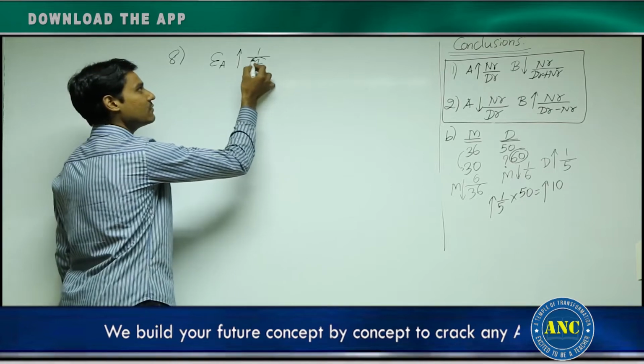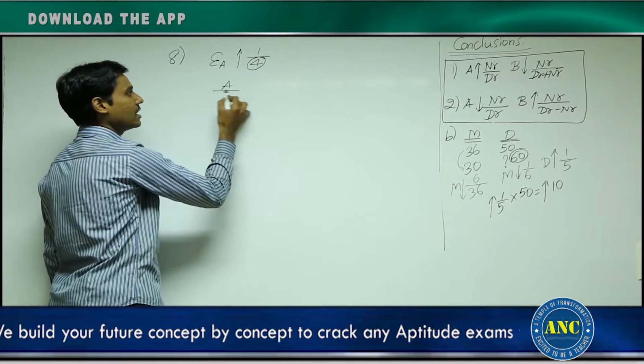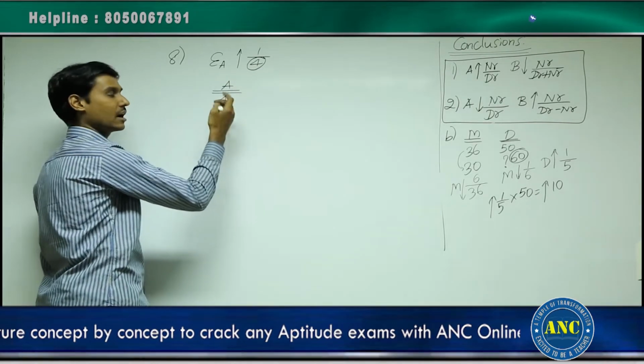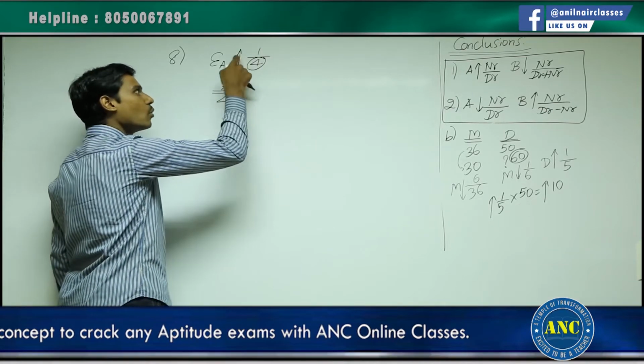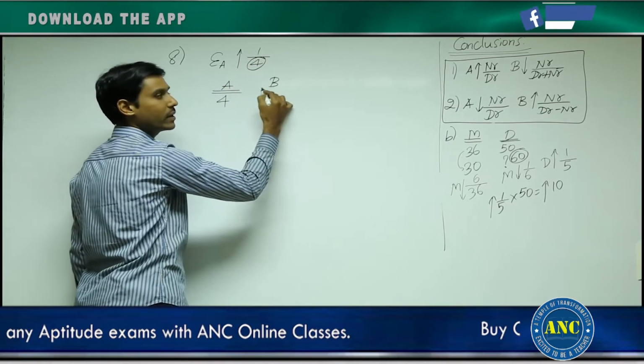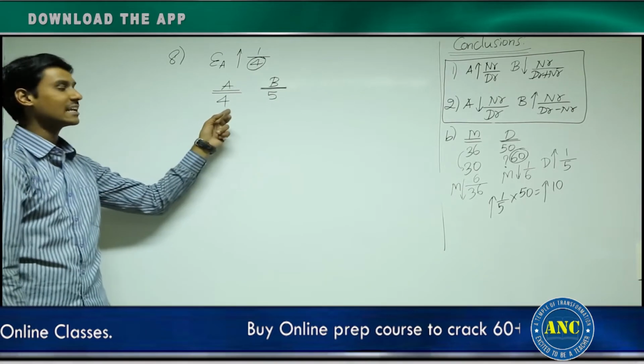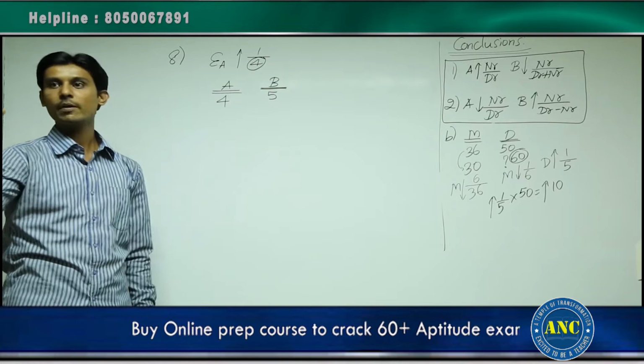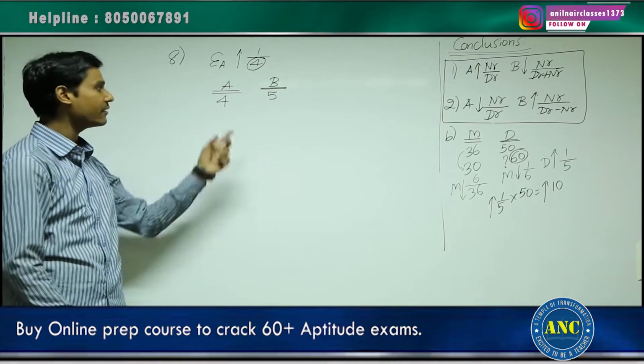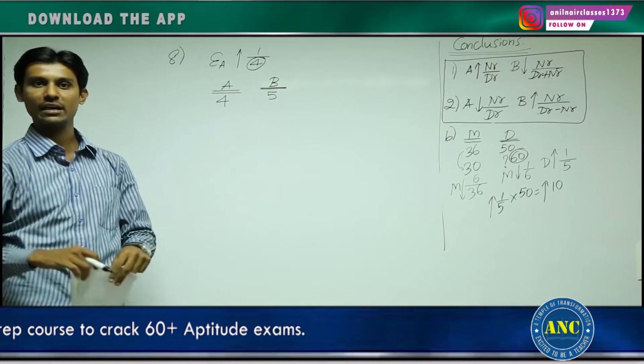That means A will take 4 days to complete a task. B will take 1 day more than 4 days. That means B will take how many days? 5 days. B will take 5 days to complete the task. If A is taking less number of days, definitely he will be more efficient than B, right? That means A should be less than B, right? A should take less number of days.